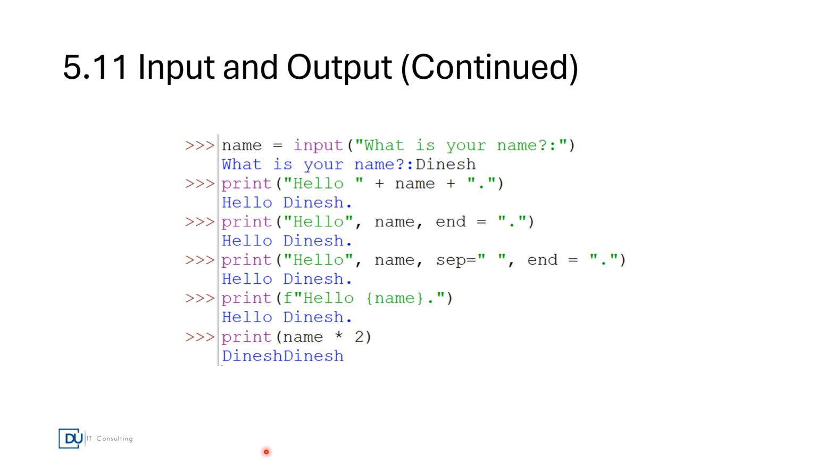Now let's take a look at some example Python code. As you can see, I have a variable name which receives the string returned by the input function, and to the input function we are passing a string, "What is your name:".